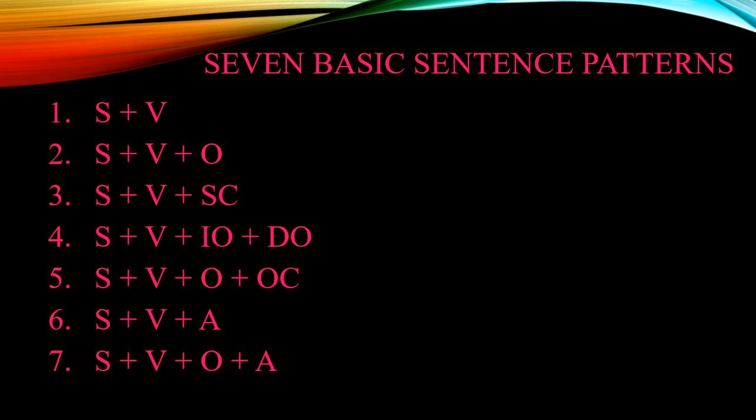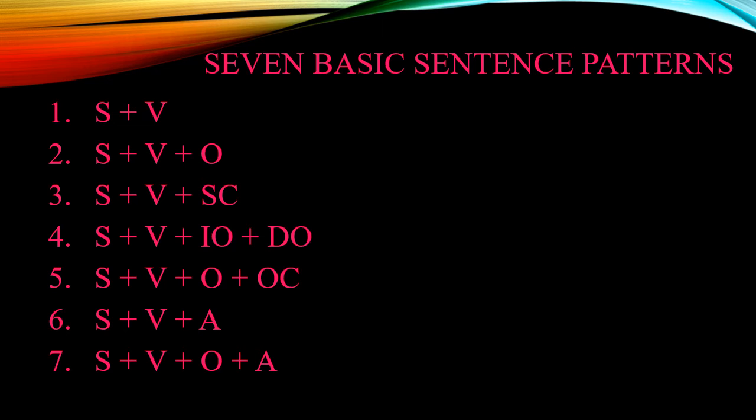Now, these 7 basic sentence patterns are listed here. The first one is subject plus verb, that is, subject plus the intransitive verb. For example, it can be dogs bark, birds fly. So this is the first basic sentence pattern. That is, you have the subject plus the verb, the doer of the action and the verb.